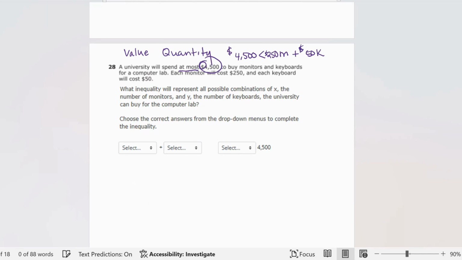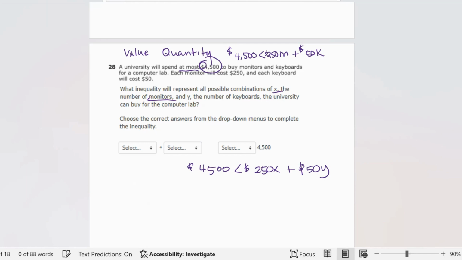What inequality will represent the possible combination of x as a monitor? Okay, x as a monitor. Let me rewrite that. So less than $4,500, they said x as a monitor. 250x plus y as a keyboard in university. Okay, and drop down. So this is easy. I thought it was going to be complicated. $50 for y. So that's the equation.